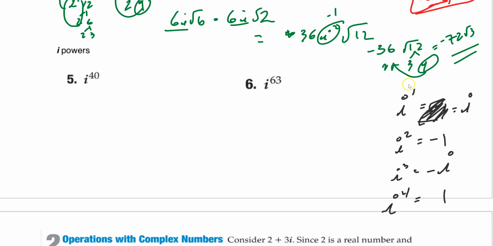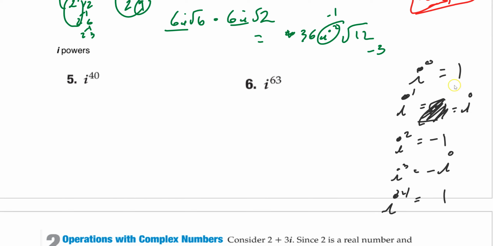There's actually one thing I forgot to put here. What's i to the 0 power? I need to erase some more. I wish I had more space in this thing. What's i to the 0 power? i to the 0 power is the same thing as anything to the 0 power, which is 1. Anything to the 0 power is 1 except for 0.